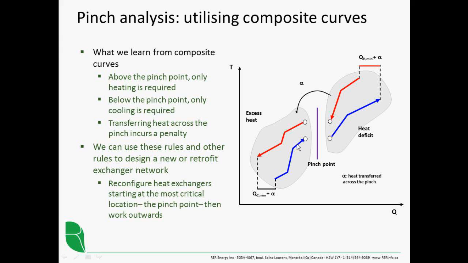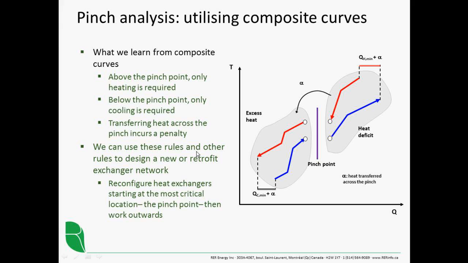So we have very little latitude to associate different hot streams with different cold streams, because if we associate the wrong streams with each other, then we're not going to have a matchup of streams that is going to respect the delta T minimum that we're targeting. So we start at the pinch point and then we move outwards, considering first one side of the pinch and then the other side of the pinch. So that's how we can use these curves.